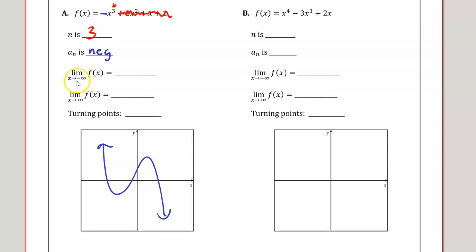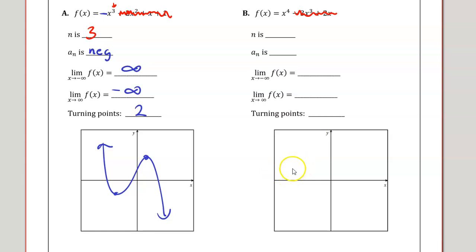So as x goes to negative infinity, we're going to go up. That's positive infinity. As x goes to positive infinity, as we go right, the right side of the graph goes down. How many turning points are there? Always one less than the degree, so that's 2. This is not an accurate graph, but it gives me the information I need for the end behavior.